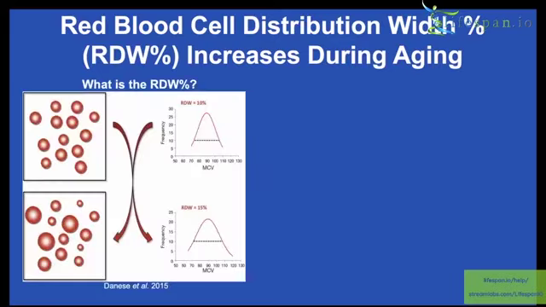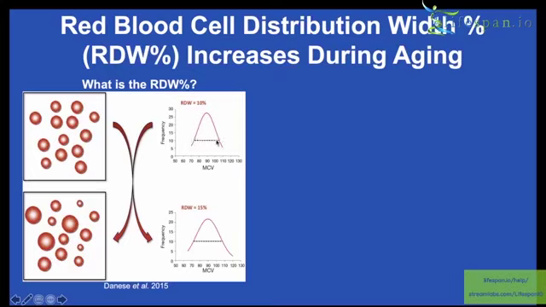So what is it? It's essentially the range of the distribution of your red blood cells in terms of, are they excessively filled with fluid or not. So in this case, you'd have a low RDW because all the cells are approximately the same size.